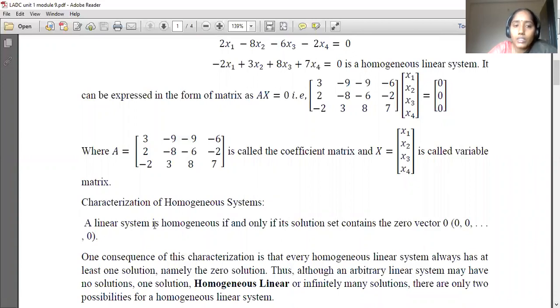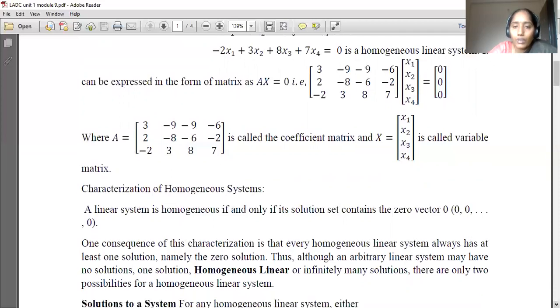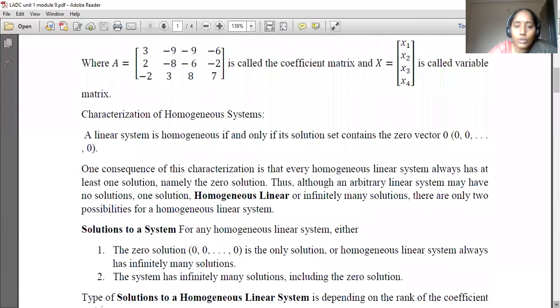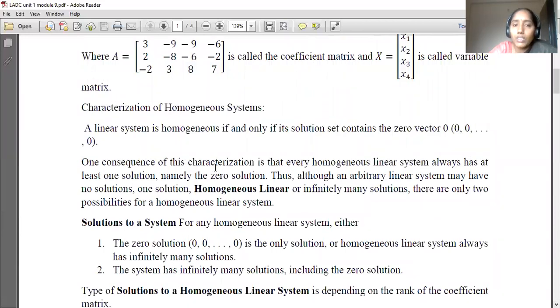A linear system is homogeneous if and only if its solution set contains a zero vector, that means a zero solution. The zero solution must exist. Now we find out whether a non-trivial solution exists or not. One consequence of this characterization is that every homogeneous linear system always has at least one solution, namely the zero solution, or trivial solution. Thus, although an arbitrary linear system may have no solution, one solution, or infinitely many solutions, a homogeneous linear system has either one or infinitely many solutions.